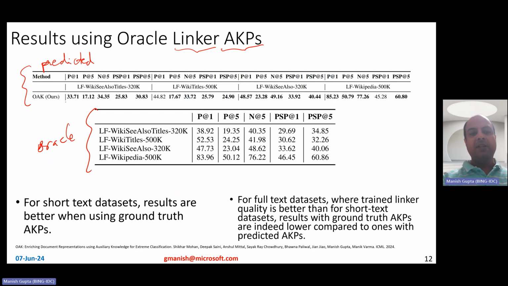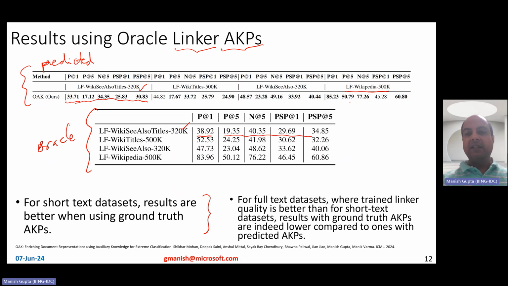So what do you observe? 33.71 on WikiSeeAlsoTitles becomes 38.92. If you really look at these numbers, you'll observe that they are much higher than those numbers, which means that if we can improve our linker even more, there is hope that our method can result in even better results, right? However, this really holds only for short text data sets. Only for short text data sets are results better when using ground truth AKPs. But consider long text or full text data sets like Wikipedia 500K.